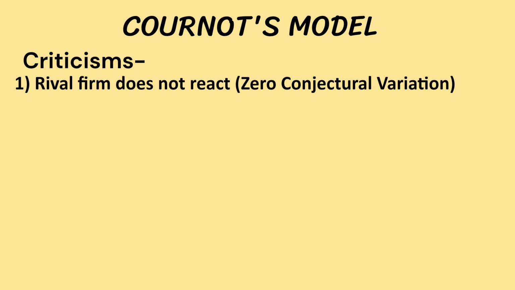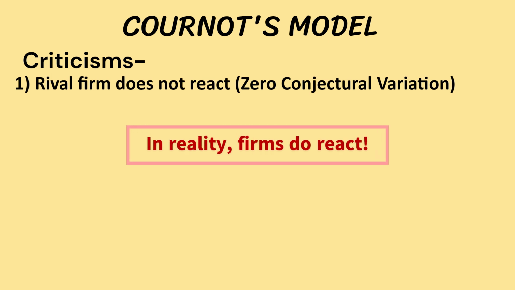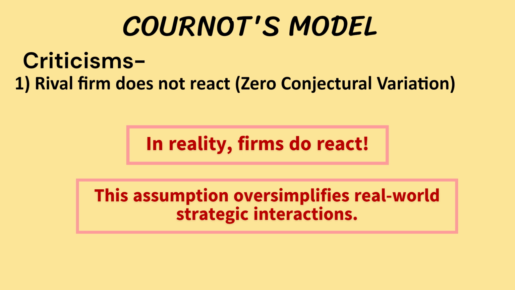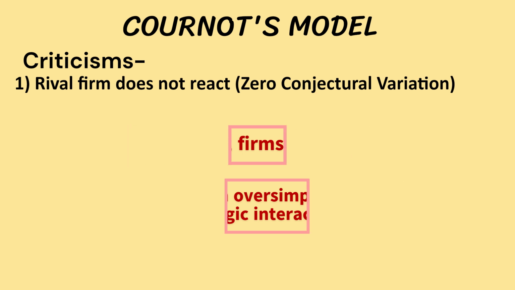Now, as we are done with the graph part, proceeding further to the criticisms, this theory has been criticized on the following grounds. Firstly, the assumption of zero conjectural variation has been criticized. In reality, firms do react to each other's decisions. The Cournot model assumes zero conjectural variation, meaning firms act as if their rivals won't adjust their strategies based on their output decision. This oversimplifies real world strategic interactions.